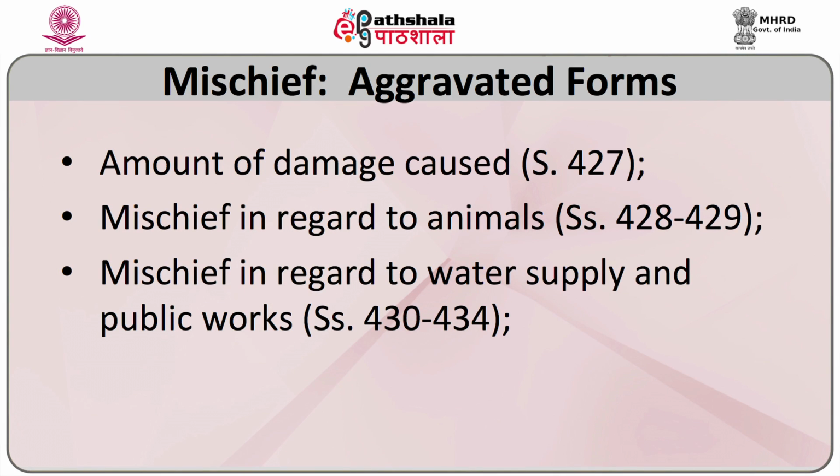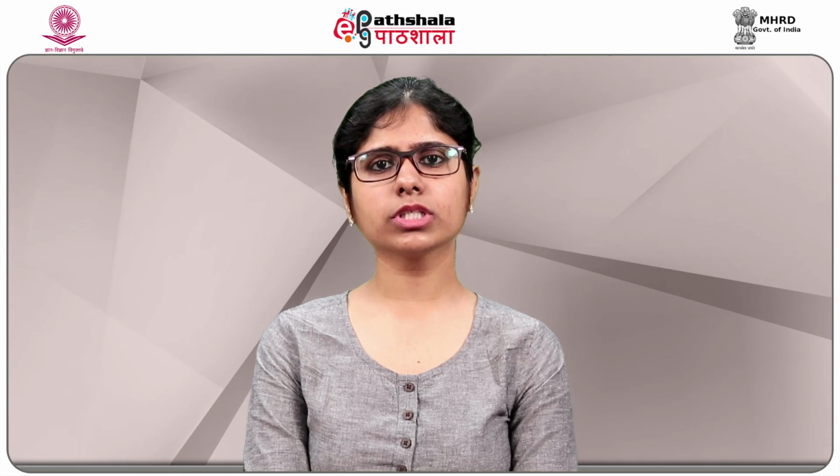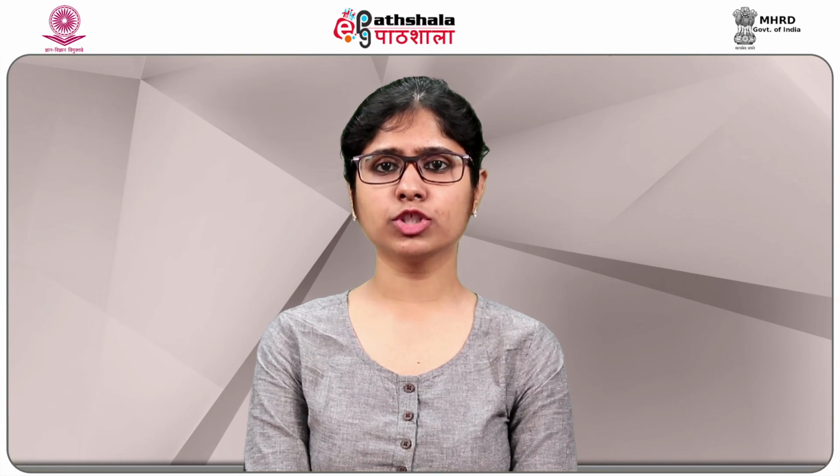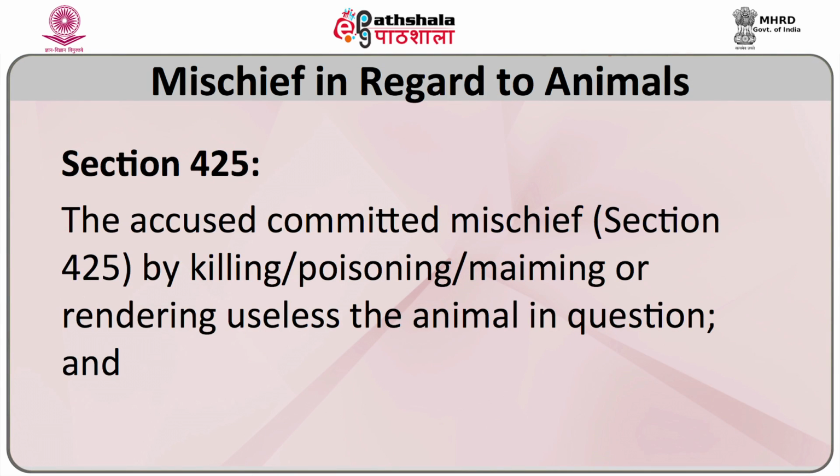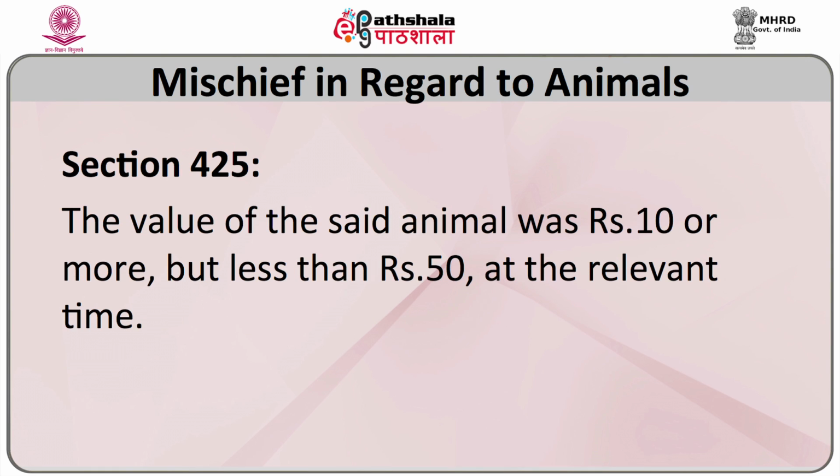Now I will be moving on to the next head of aggravated form, that is mischief in regard to animals, punished under sections 428 and 429. In order to secure conviction under section 428 of the IPC, the prosecution must prove that the accused committed mischief, as defined under section 425, and that the mischief was committed by killing or poisoning or maiming or rendering useless the animal in question, and the value of the said animal was rupees 10 or more but less than rupees 50 at the relevant time.